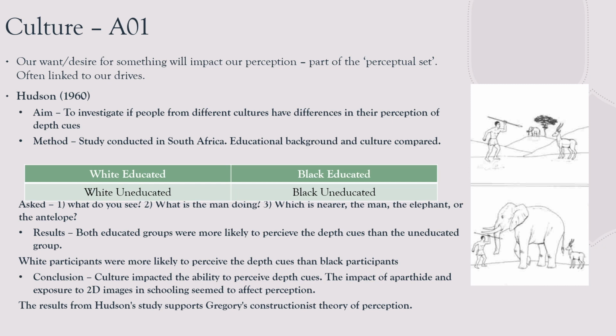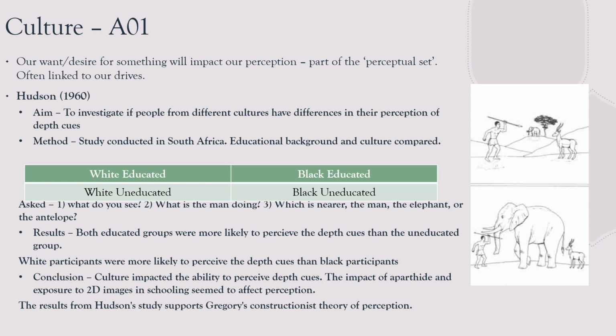So what did Hudson aim to do? So obviously, as I said, you need to have an awareness of whether culture affects our perception, and that's what the study was looking at. So Hudson aimed to investigate if people from different cultures had differences in their perception of depth cues. So hopefully you've already looked at depth cues, looking at the perceptual topic. These are the things that tell us whether we're meant to think something's far away or closer to us. It can be things like relative size or height in plane, those sorts of things. And so Hudson wanted to see whether culture had an impact on that.